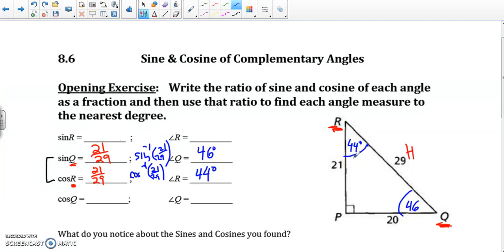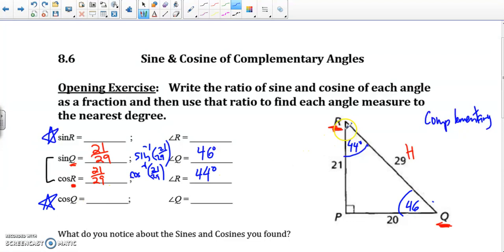So the key to this lesson here is that these two angles are always going to be complementary. They always have to add up to 90 because we have one 90-degree angle here, so these two have to finish up to add to the rest of that 90. So if we look at sine of R, I want you to do these now, sine of R and cosine of Q. What we can predict is that the sine of one angle is going to be the same as the cosine of the other one.